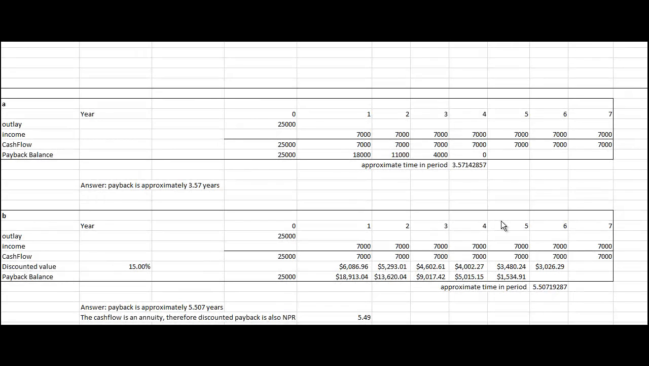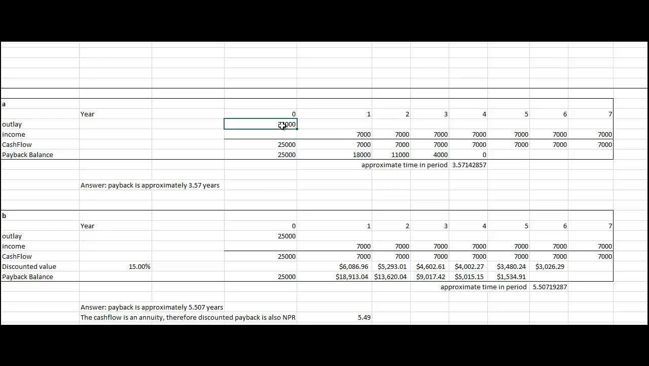So for question number 7, what we're looking for is a payback period. If you look at the way I've displayed this, it's just organized a little differently. I've been setting up my payback periods vertically in the previous problems. Here I just set it out horizontally. It looks more like the layout we're using for IRR calculations, but it's set up to calculate a payback balance.